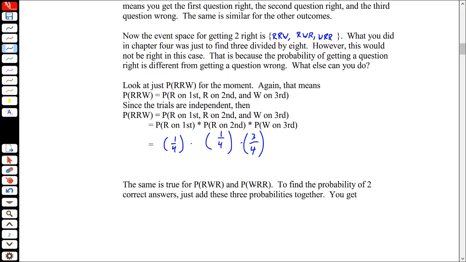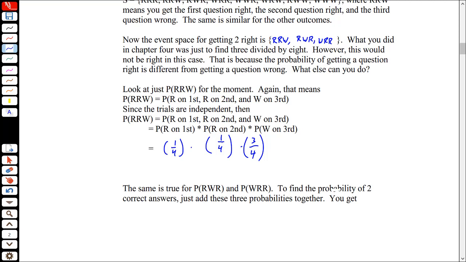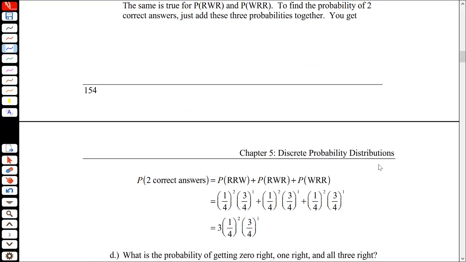I could just multiply these as decimals and get numbers, but what I want to notice is that this 1 out of 4 is repeated twice, so it's like it's squared. And 3 out of 4 happens just once. This probability is going to be the same for the other two, just in a different order, because we have 2 rights and a wrong, and if I'm multiplying, then the order doesn't matter.